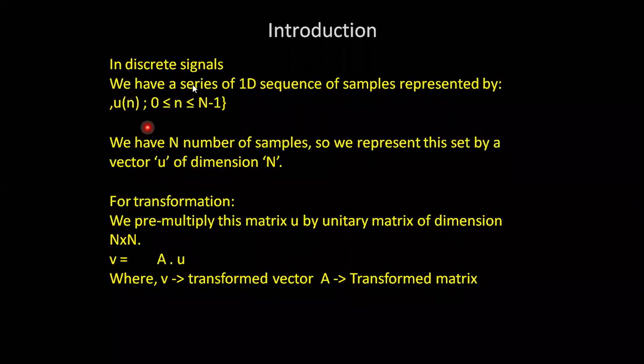In discrete signals, we have a one-dimensional sequence. For example, in digital signal processing, we have seen only the one-dimensional Fourier transform; we have not mentioned two-dimensional. For example, for the Fourier transform of x of n, where x of n is the input signal, you consider f of k.